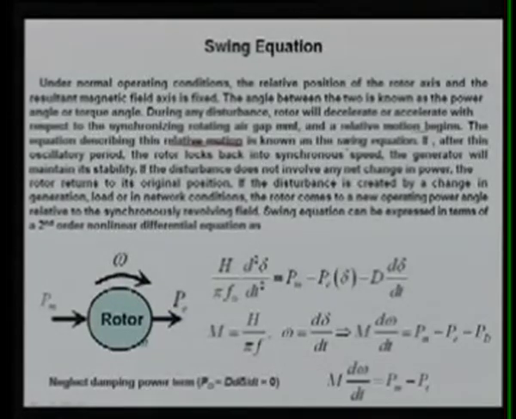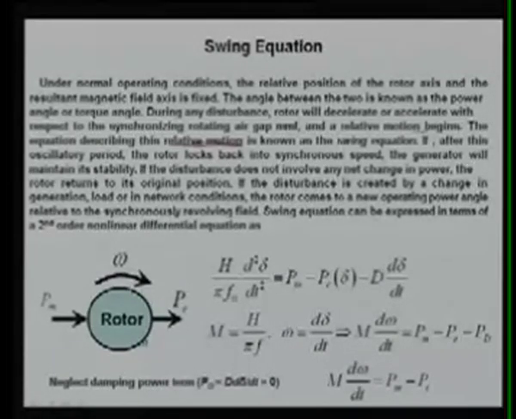If after this oscillatory period the rotor locks back into the synchronous speed, the generator will maintain its stability. If the disturbance does not involve any net change in power, the rotor returns to its original position. If the disturbance is created by a change in generation, load or network conditions or network topology, the rotor comes to a new operating angle relative to the synchronously revolving field.